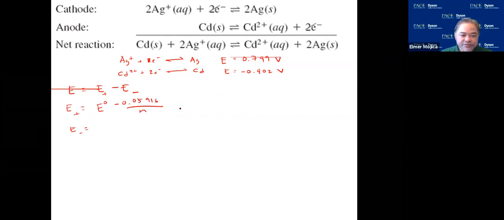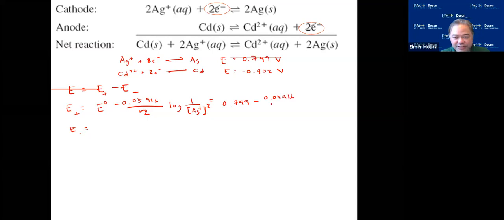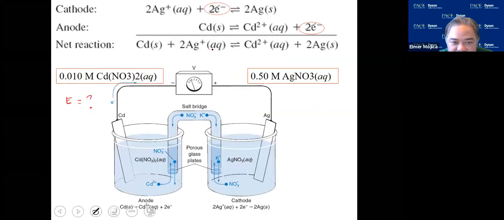0.05916 over N. And that would be the log of what? Is it silver or 1 over silver ion? How am I going to put this one here? As you're going to see, you don't have an ion here. So I could just put this as 1 over silver. Or if I'm going to put it based on the reaction here, there's 2 silver that is involved, so I have to make it squared. So I'm going to replace this with 0.799 times minus 0.05916 divided by 2 times log of 1 over, what's the silver concentration that we have? 0.5.